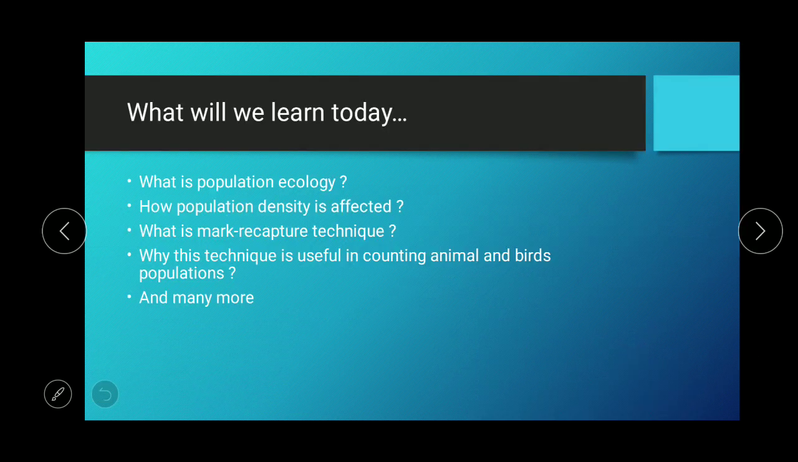Now, first of all, see what we will learn today. We will see what population ecology is, that is, we will define population ecology at our level. We will see how population density is affected, that is, what are the factors associated with population density. Then we will see what the mark recapture technique is, and you will also see how this technique is useful in counting bird and animal populations, that is, what is the special significance of this technique, and many more.